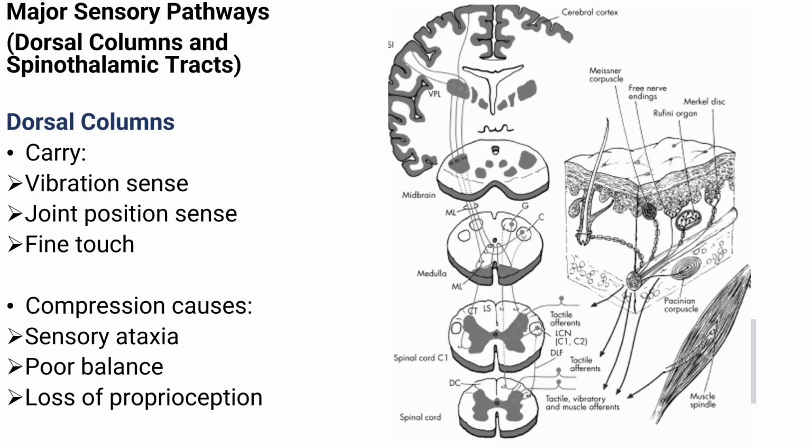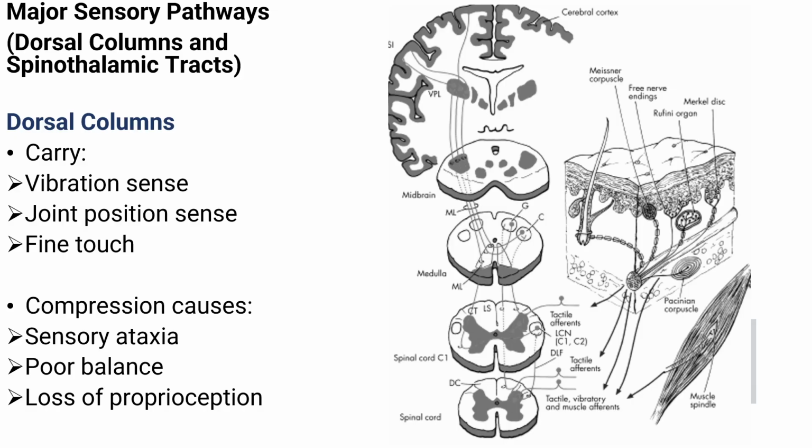The dorsal columns and spinothalamic tracts are the major sensory pathways within the cervical spinal cord, but they carry different types of information to the brain. Their functions are distinct. The dorsal columns transmit vibration, fine touch, and joint position sense, so compression of these fibers can impair proprioception, leading to sensory ataxia and poor balance, especially when patients walk.